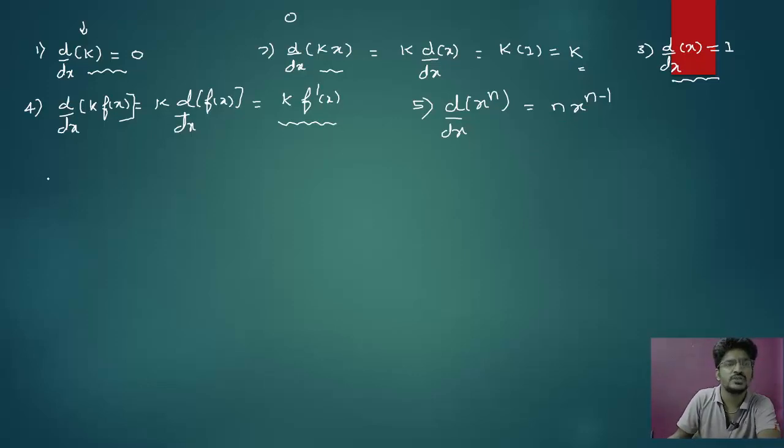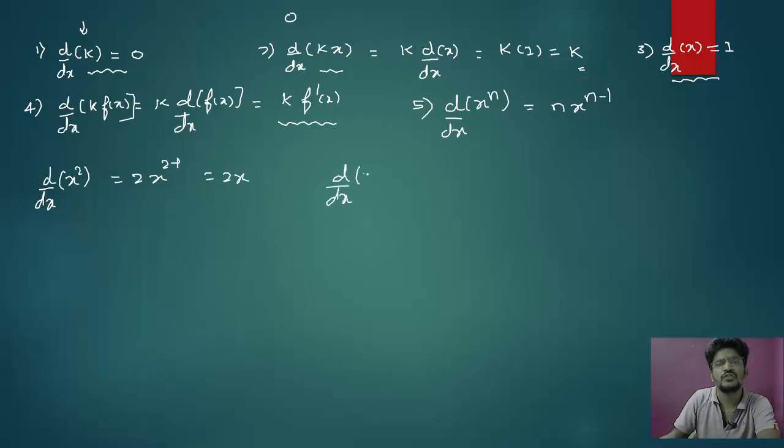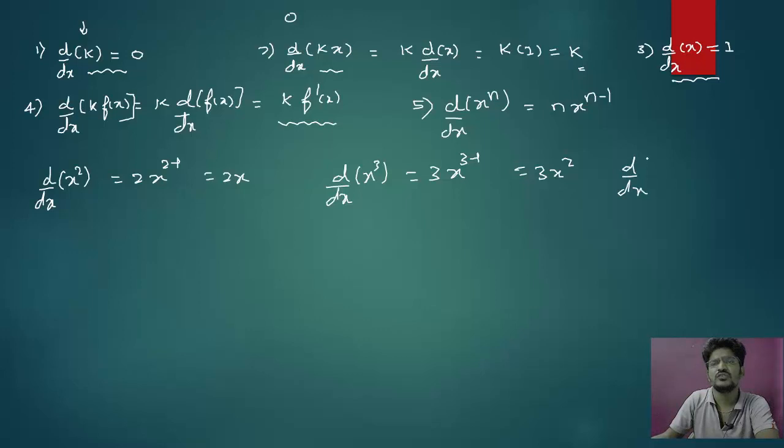You have to solve some problems, like differentiation of x square. Simplify this: 2 into x to the power of 2 minus 1, that will be 2x. Differentiation of x to the power of 3 will be 3 into x to the power of 3 minus 1, that will be 3x square. Differentiation of x to the power of 4, you differentiate it, 4 into x to the power of 4 minus 1.